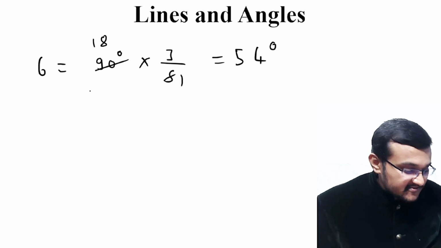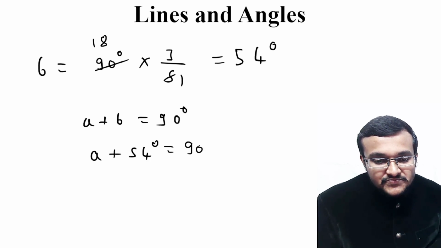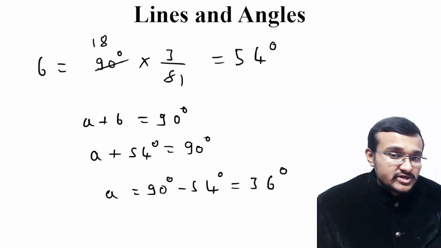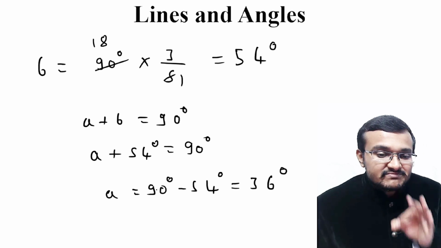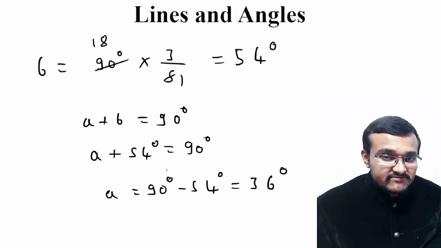So B is equal to 54 degree, and we know that A plus B is equal to 90 degree. So now if B is equal to 54 degree, then A plus 54 degree is equal to 90 degree. So A is equal to 90 degree minus 54 degree. So that is equal to 36 degree. So now we got A value as 36 degree, B value as 54 degree. Now you have to find out C value.